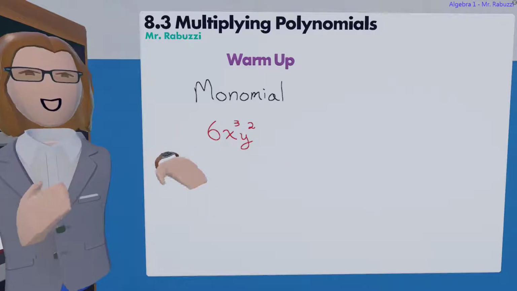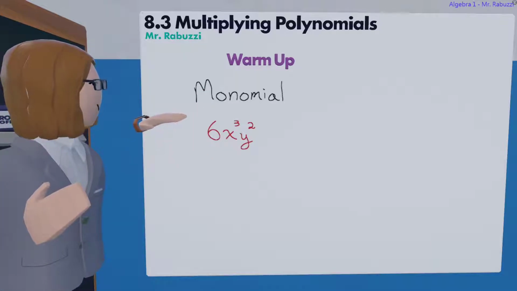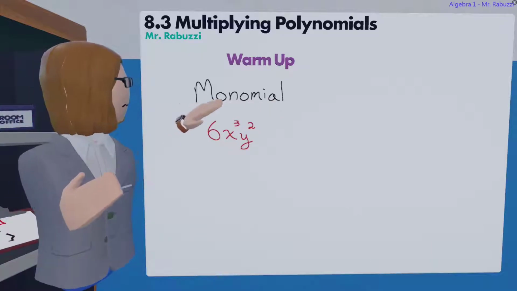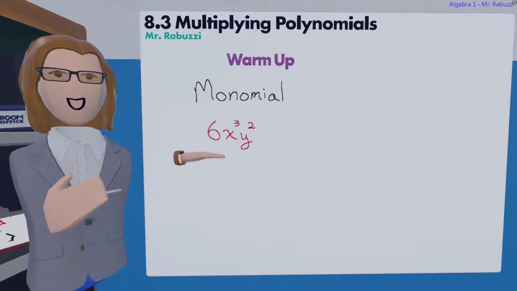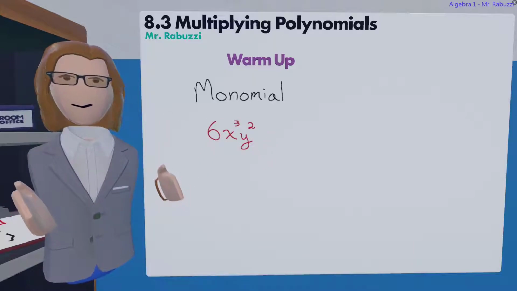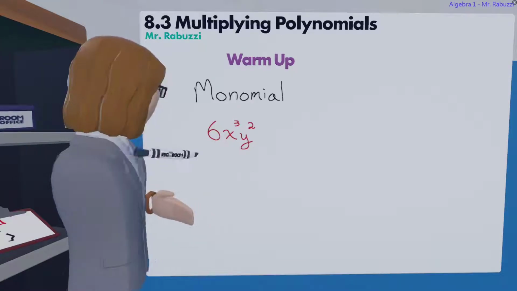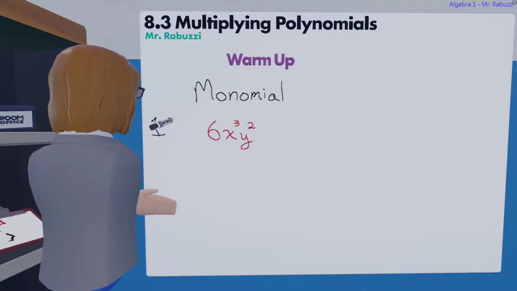Okay, so real quick, we're going to do a little bit of warm up and a little bit of review. So let's look at the review. This is a monomial, right? Mono means one. So here we only have one piece. It's one term in math. And why do we call it one term? Well, this is one term.